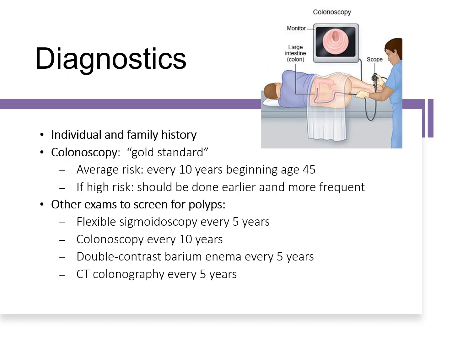Diagnostics for this one, family and individual history is very important. So you really want to get a good history on the patient. Really important. That's going to be your number one. Colonoscopy is considered the gold standard to prevent and detect this type of cancer. So a normal person with average risk should get a colonoscopy every 10 years, beginning at age 45. If you are at higher risk, for example you have a family member that has already had colon cancer, then it should be done earlier and more frequently.